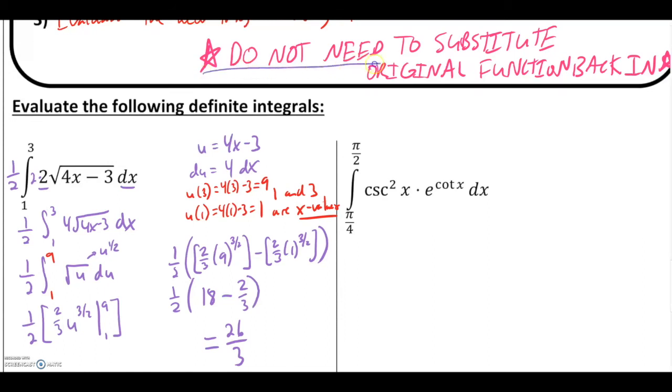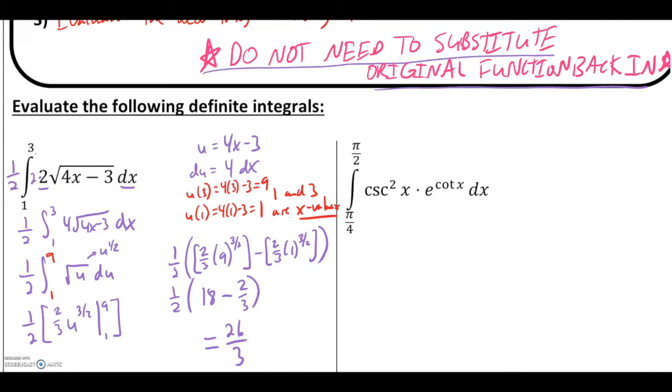Back to this note I made above, once we've changed everything, including boundaries, to all be in terms of this more simple variable, we don't need to change back to x. The area bounded under this square root of u curve from 1 to 9 is the same as the area bounded under this more complicated looking function from 1 to 3. We've shifted everything in the problem to make it easier.